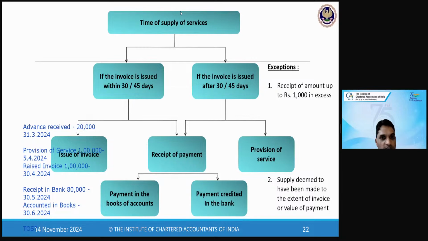Correct. 31st March, 20,000 and 80,000 rupees, 30th April. Sir, is "accounted in books" needed to check in any case, or is it just to confuse us? It has to be checked, Shruti Kumari, because that gives us a comparison. Had this receipt been in April, then you would have compared, right? So you have to see receipt in bank or accounted in books, whichever is earlier. Compare that with the provision of service or issue of invoice.